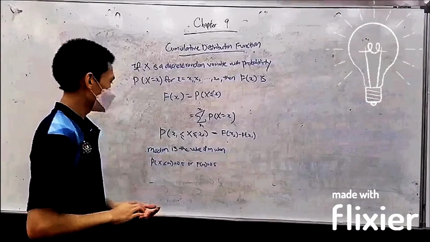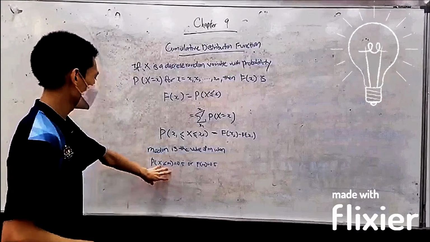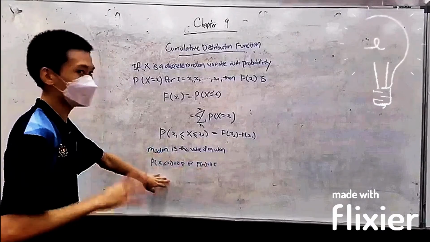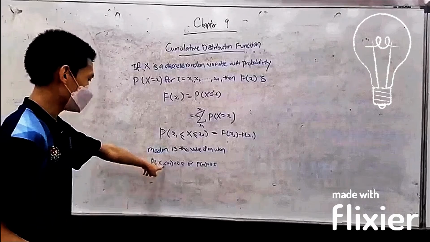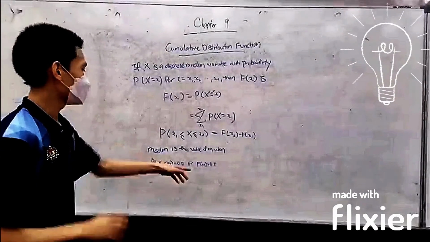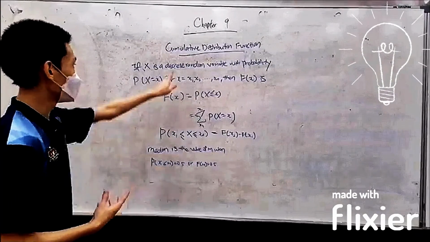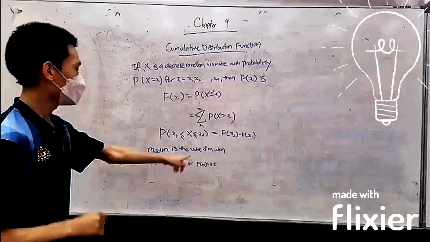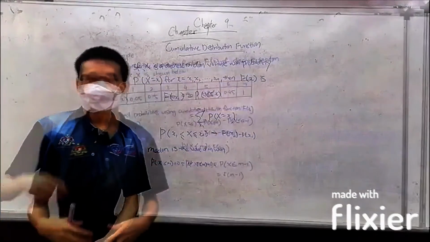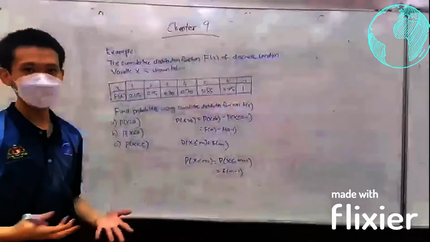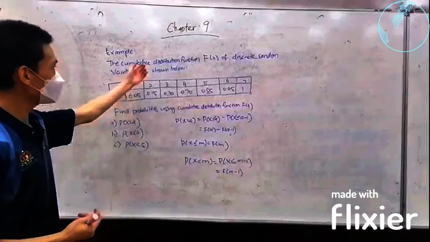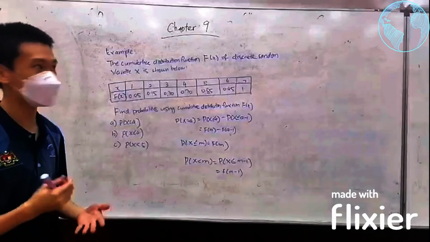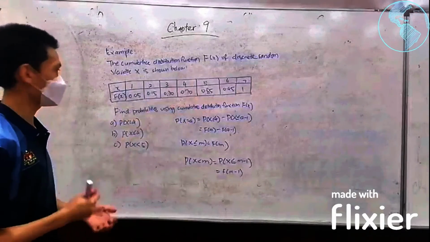Another thing we have to learn in the cumulative distribution function is the median. The median is the value m, and which of these two formulas we use depends on the question. Either we use P(X less than or equal to m) equals 0.5, or we use the cumulative distribution function form, F(m) equals 0.5. Now we proceed with a question to enhance your understanding. The example question is: the cumulative distribution function F(x) for the discrete random variable X is shown below.